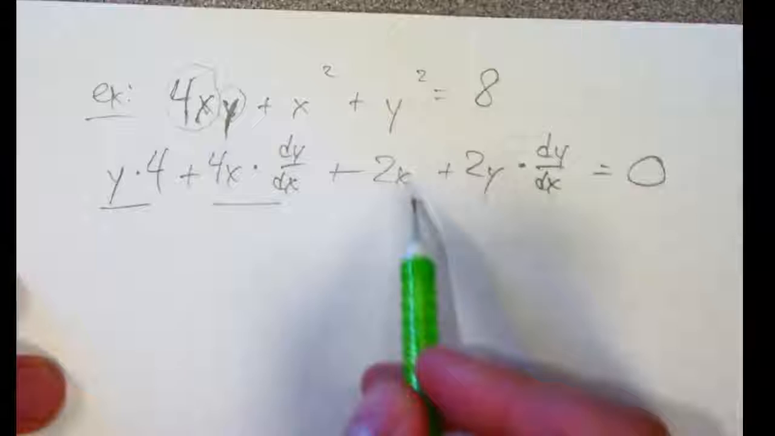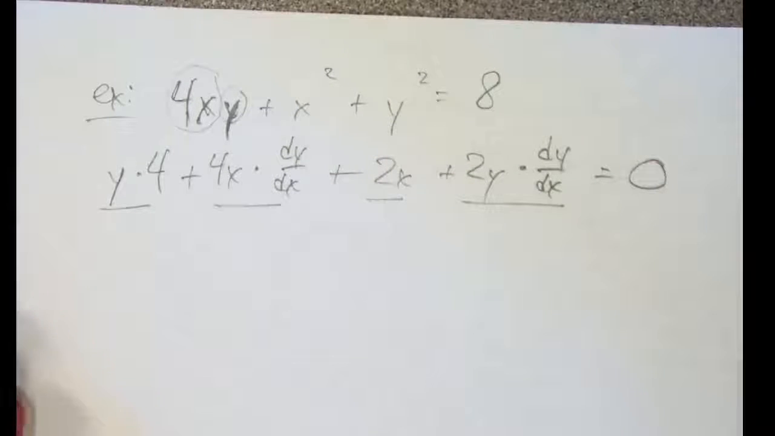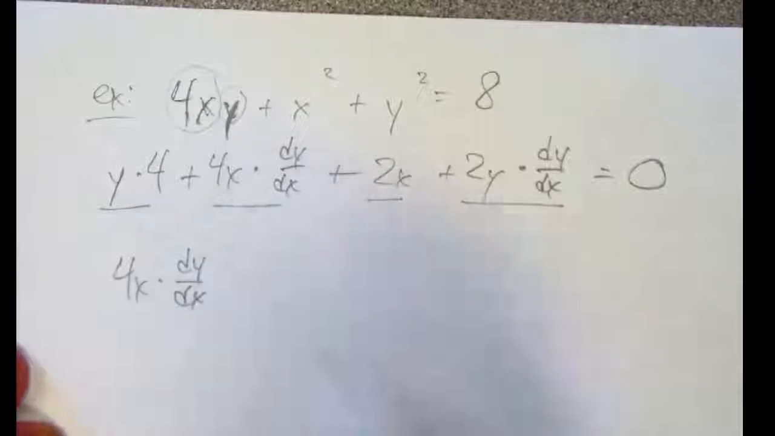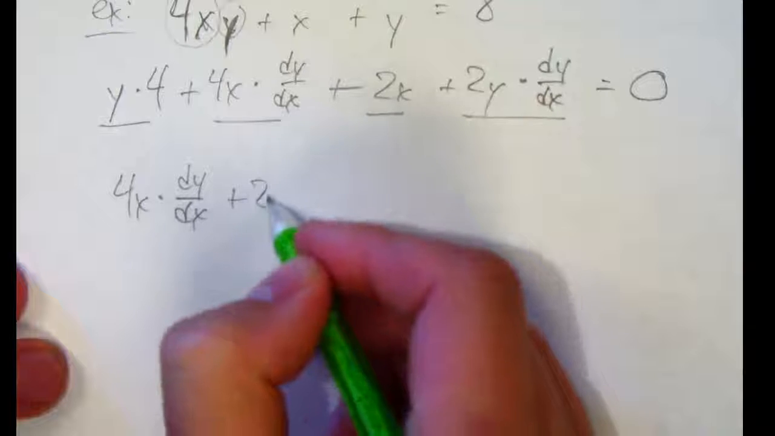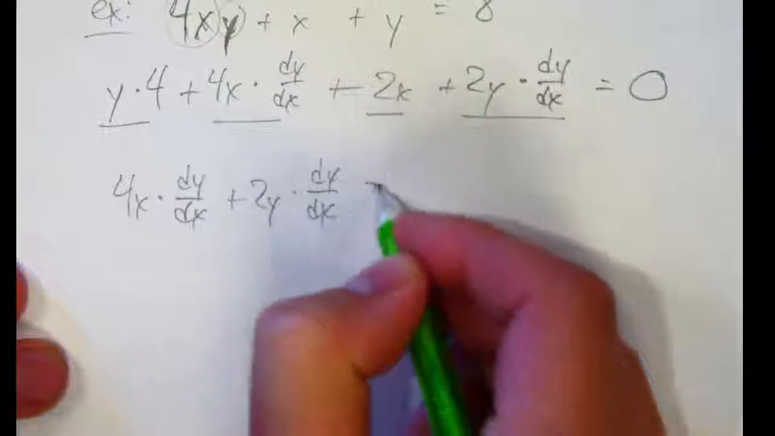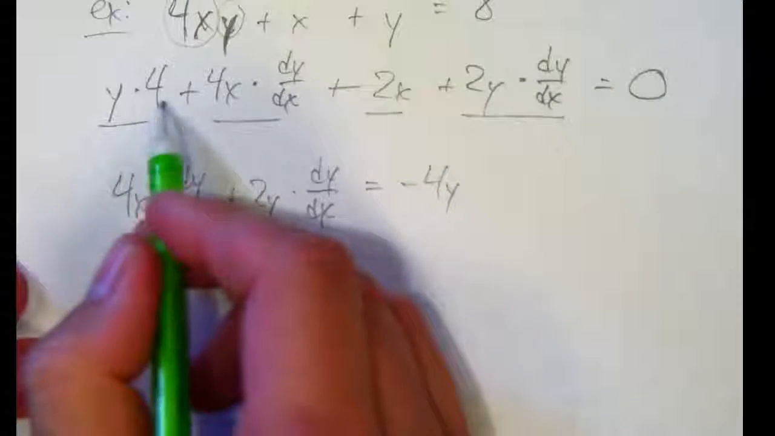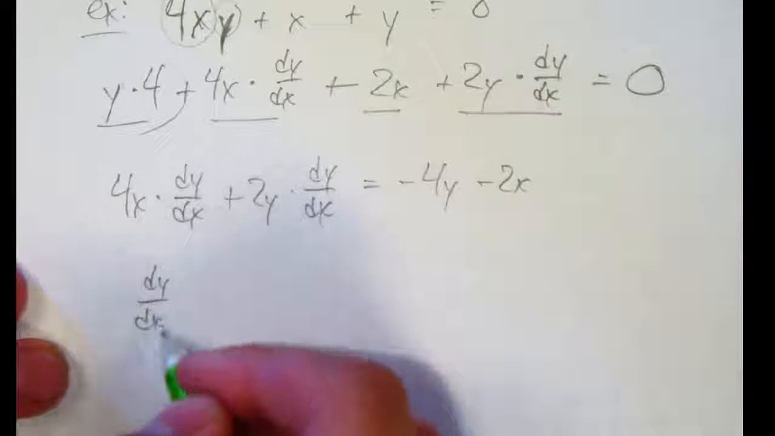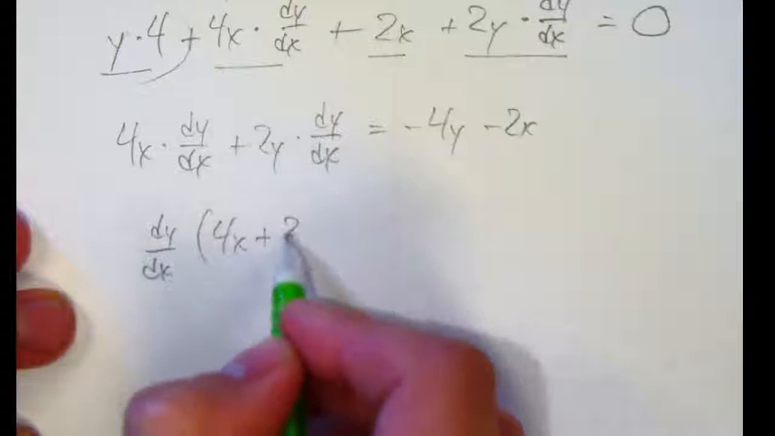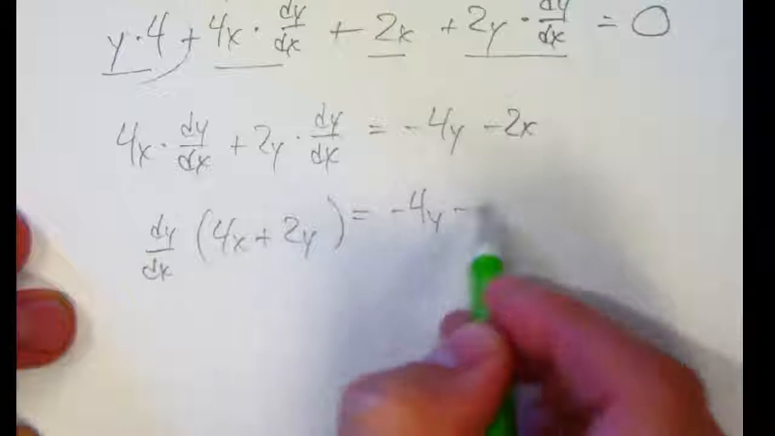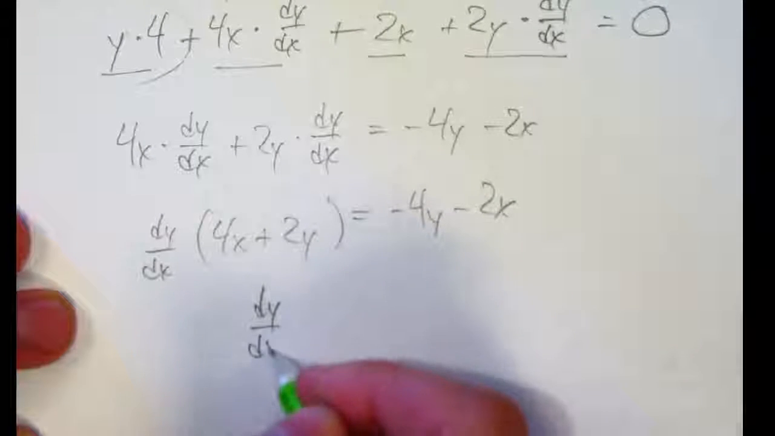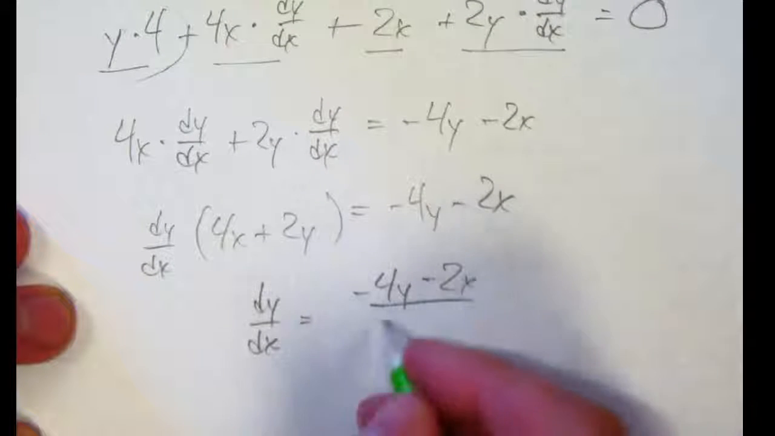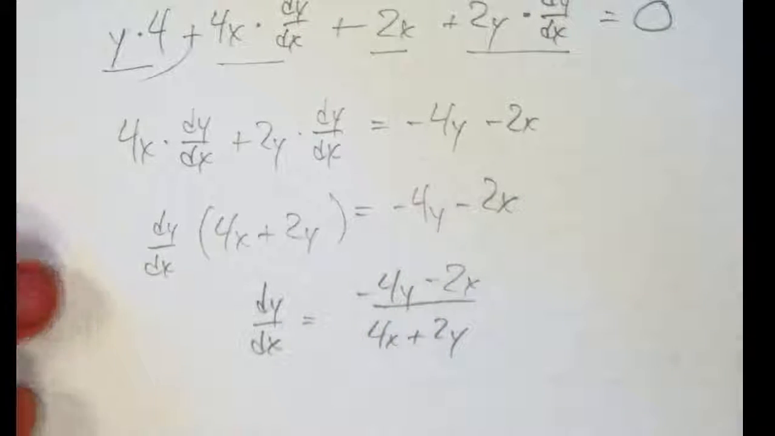Now you've got 1, 2, 3, 4 terms again. On the left, the ones with dy/dx are going to stay over here. The ones without dy/dx jump to the other side and become negative, so negative 4y and negative 2x. Then you factor a dy/dx out and divide by what's next to the dy/dx, so what you'll end up with is negative 4y minus 2x over 4x plus 2y, which you could reduce.